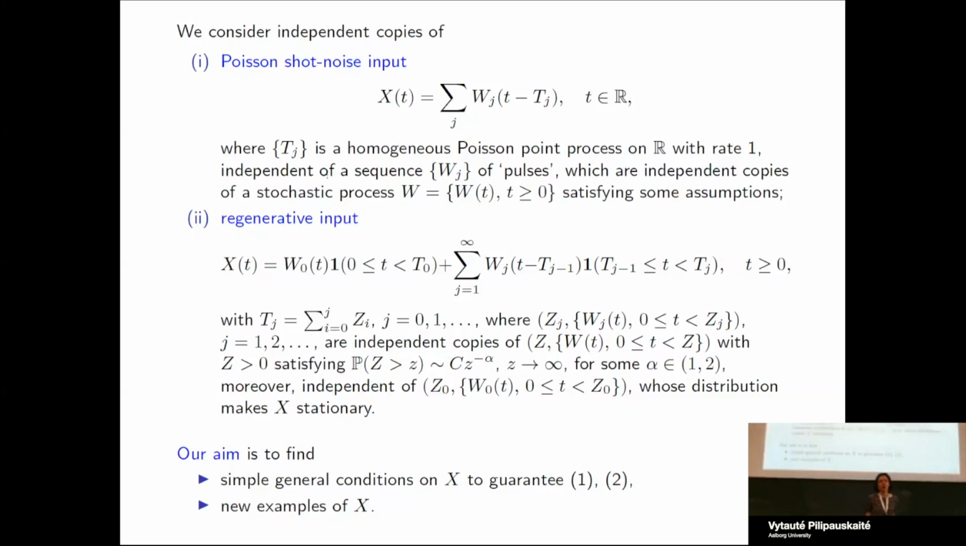Now our aim in this work and in this talk is to suggest some simple general conditions on the process X to guarantee that we have the anisotropic scaling limits, either fractional Brownian sheet, or alpha-stable Lévy sheet, or some intermediate random field. And of course, to find some new examples that satisfy these conditions.